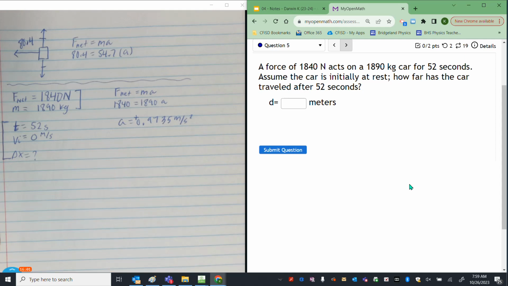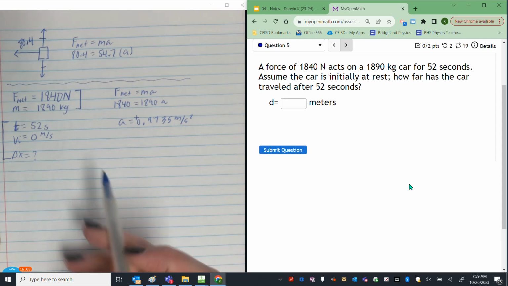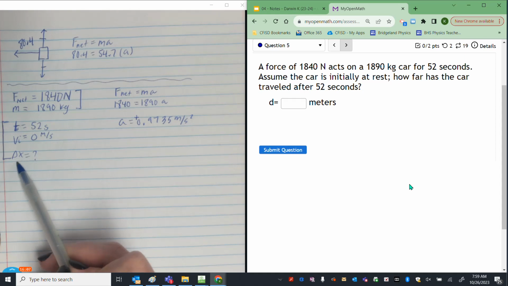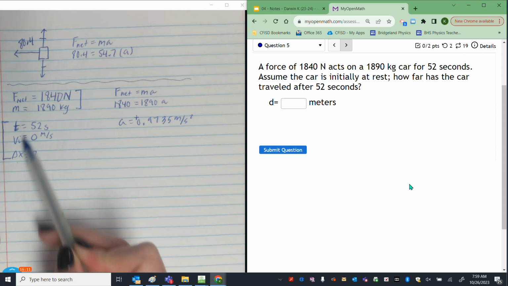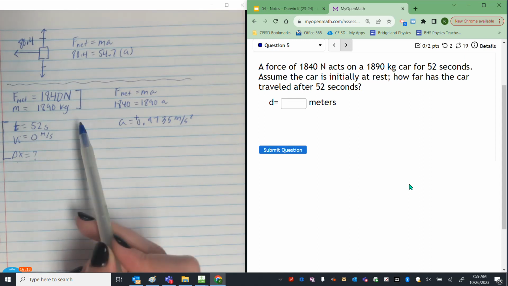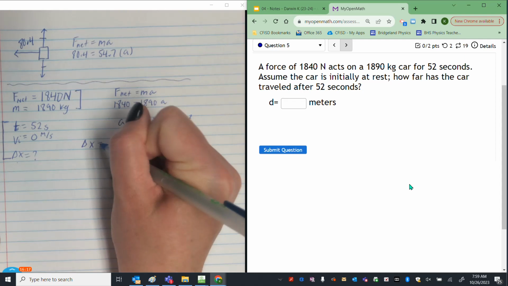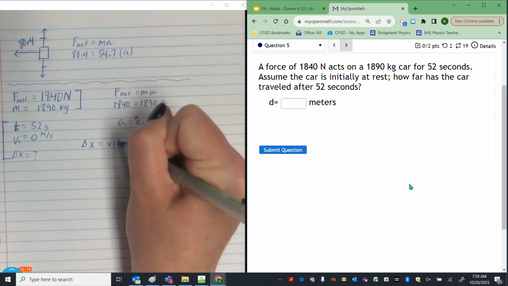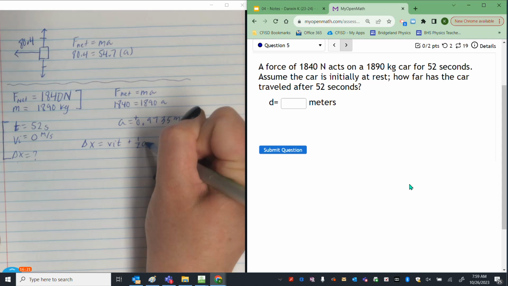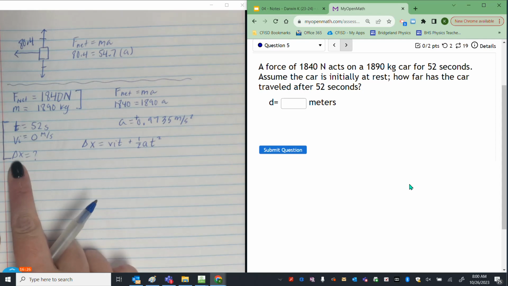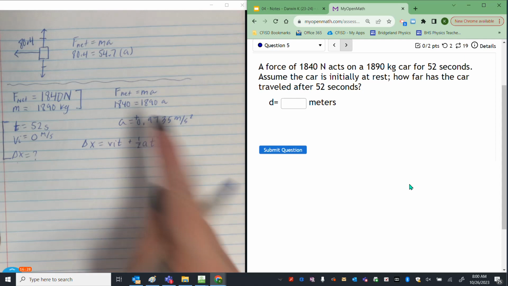Although it only asks for distance, we don't really care about the direction. Now I have A, T, and VI, and I'm looking for delta X. Again, take a look at your kinematic equations. That's where these variables show up. And the one that you have enough information to use is this one: delta X equals VIT plus 1/2 AT squared. That will allow me to solve for delta X using the information that I have.